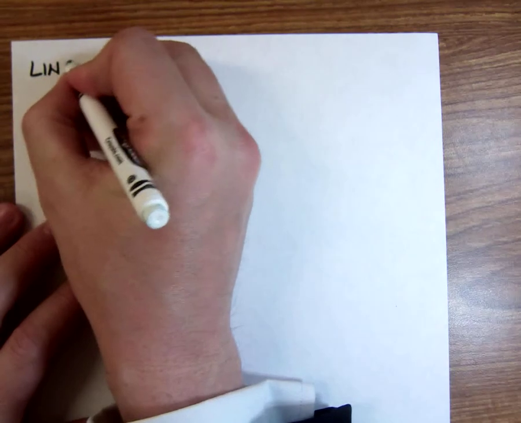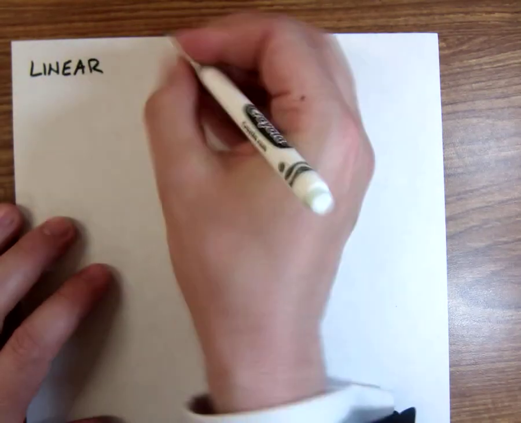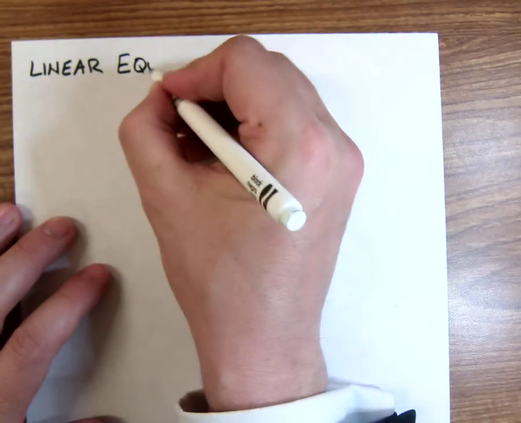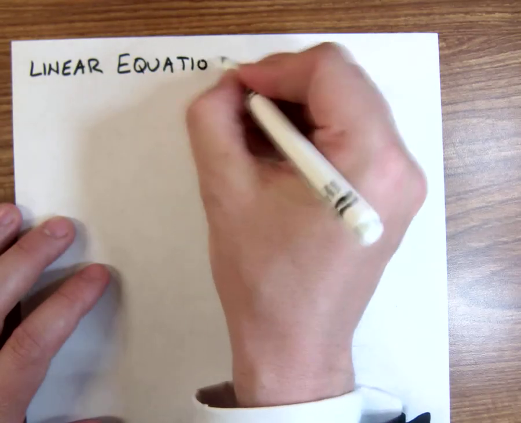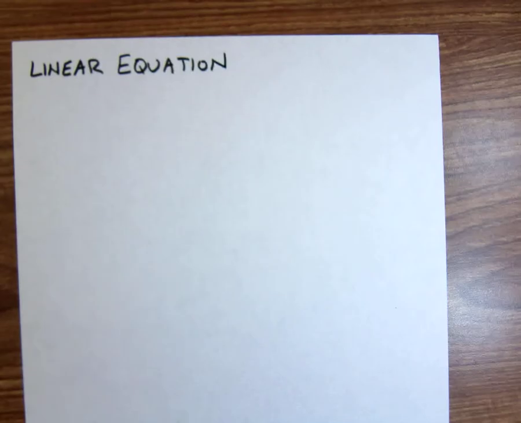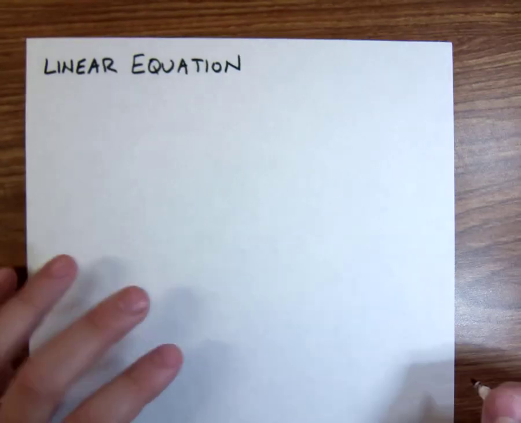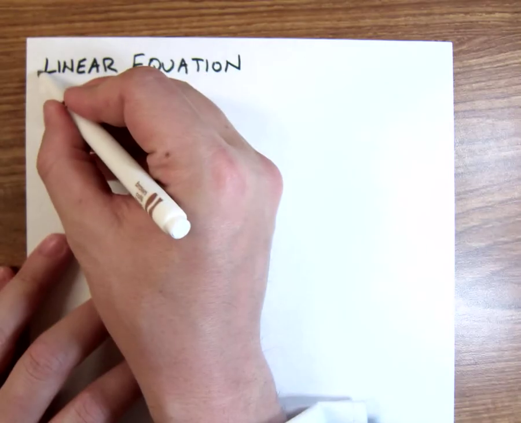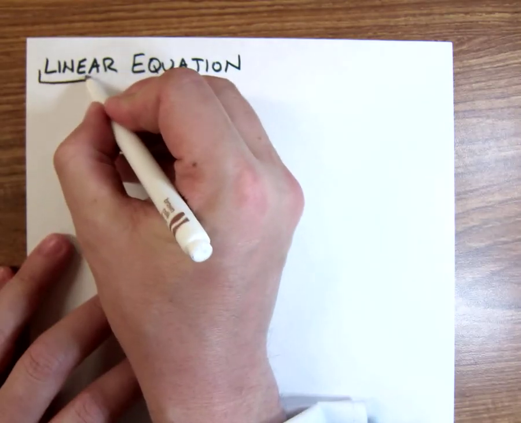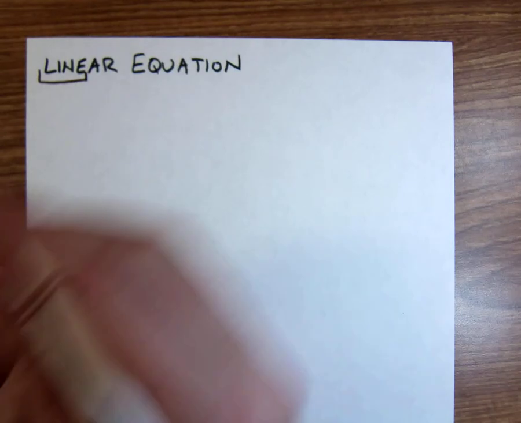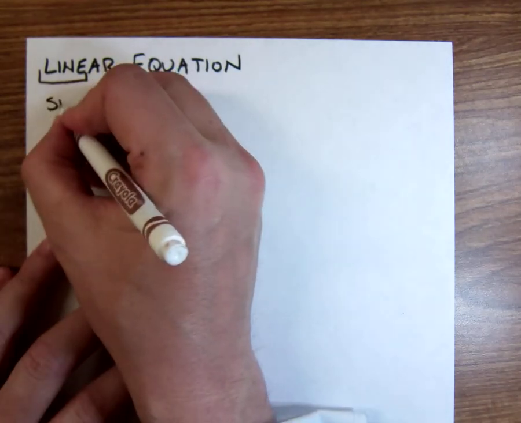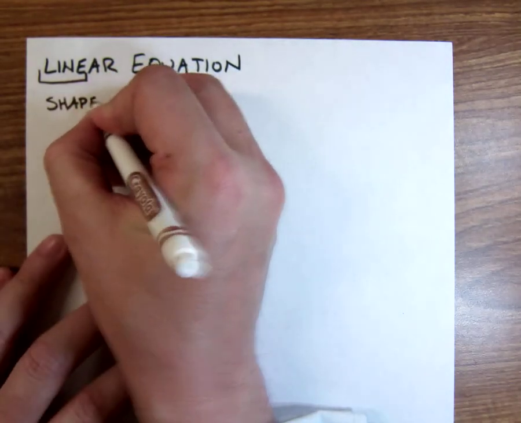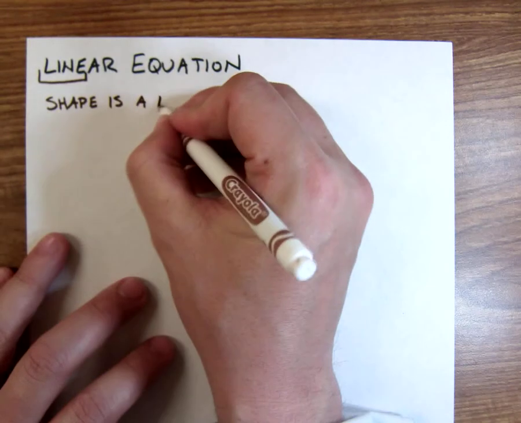So we talked very briefly about this. Everything we're going to graph is going to be what is called a linear equation. And a linear equation, if you ever get mixed up on what it is, the answer is right there in the word. It's called linear because it is a line. The shape is a line.